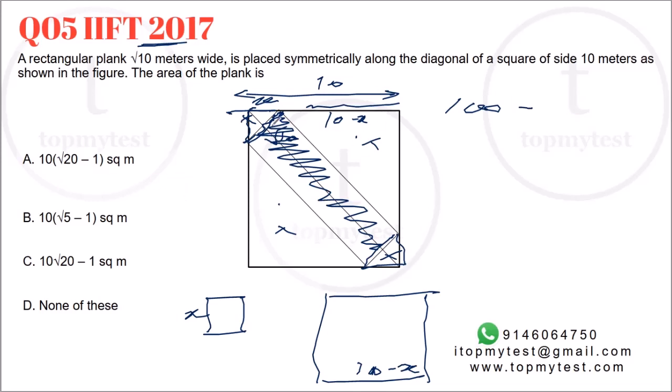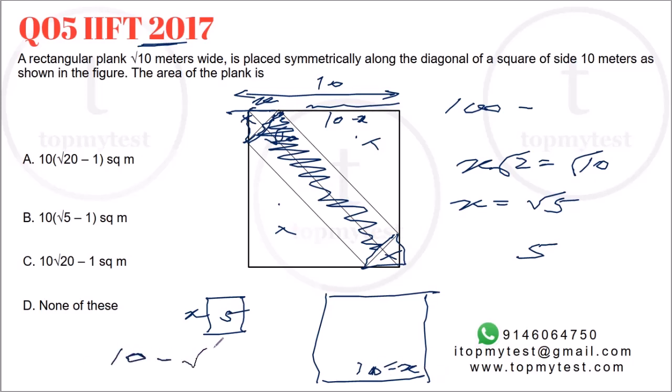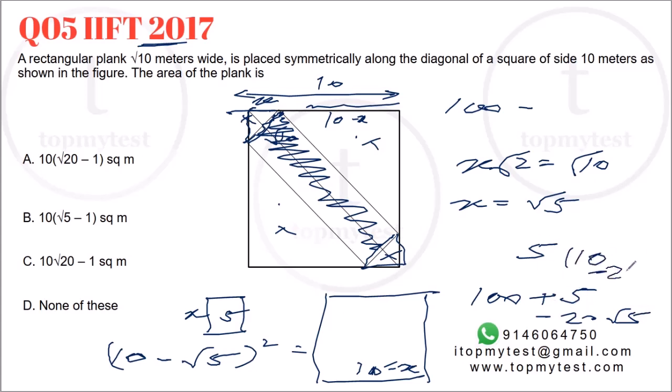So let's calculate this. Now, how do you calculate x? This is an isosceles right angle triangle. So x root 2 will be equal to root 10, which means x should be equal to root 5. So area of this square will be x square, which is 5. Area of the other square will be 10 minus x whole square, so 10 minus root 5 whole square. That will be 100 plus 5 minus 20 root 5. If you combine these two, this will be 110 minus 20 root 5.